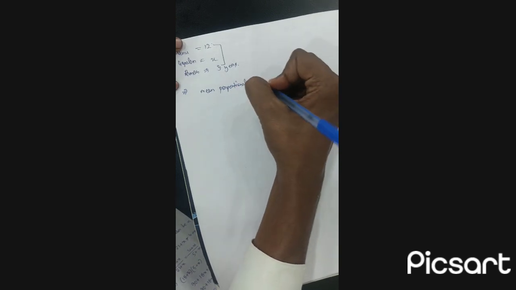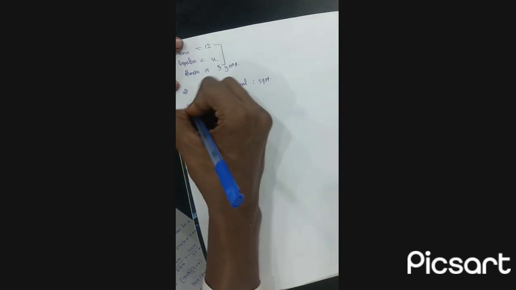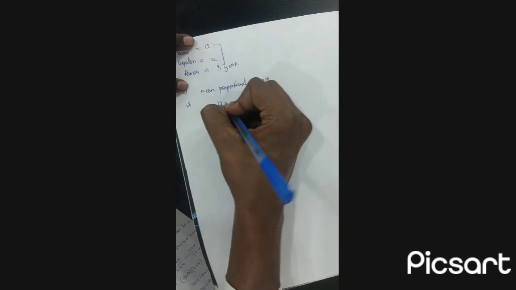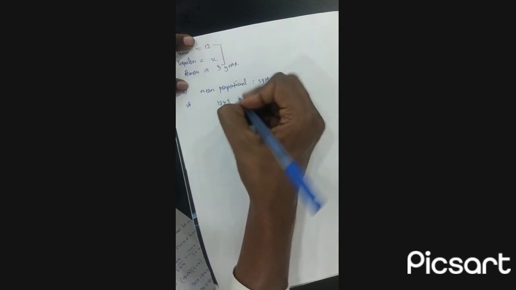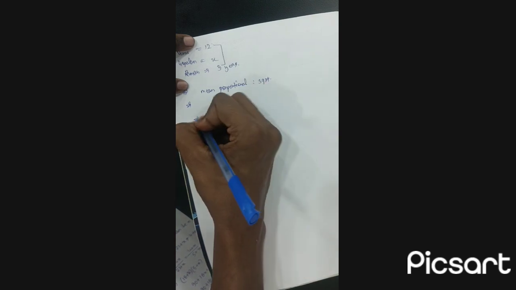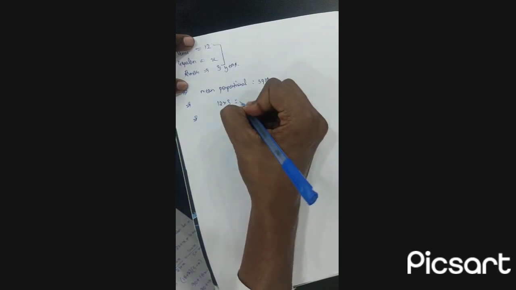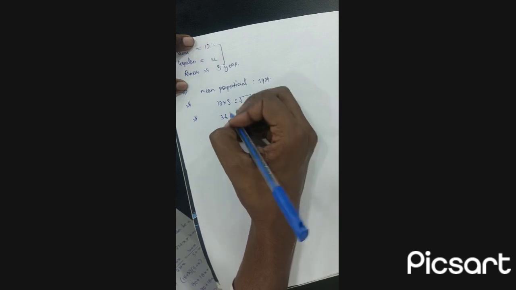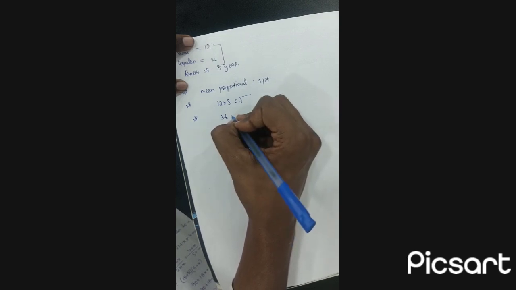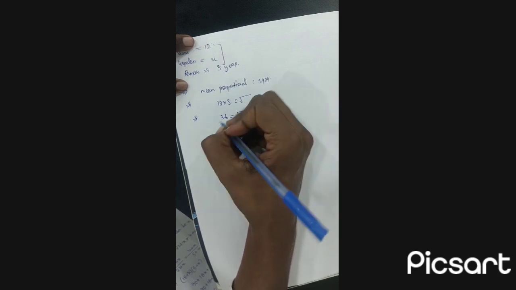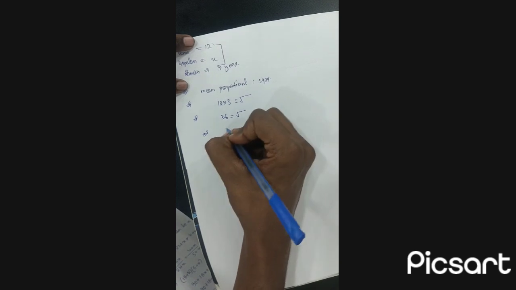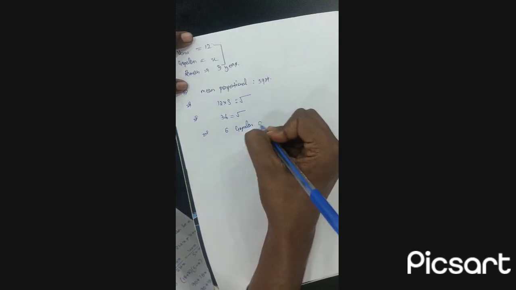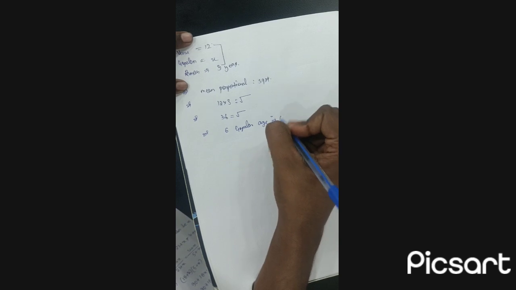The mean proportional is the square root of the product. So it is the square root of 12 into 3, which is the square root of 36. 36 is the square of 6, so obviously Gopalan's age is 6 years.